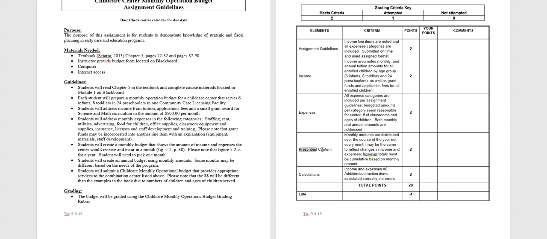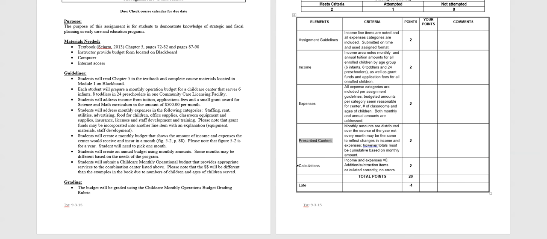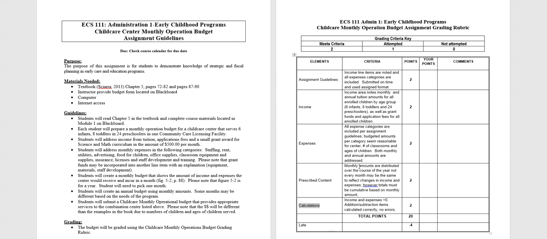Prescribed content. So what I'm looking at here is that the monthly amounts are distributed over the course of the year, and every month may or may not be the same to reflect changes in income. However, the totals have to be based on the monthly amount. And then I'm going to look at your calculations. So income and expenses have to equal 0. Addition and subtraction items are calculated correctly, and you don't have any errors.